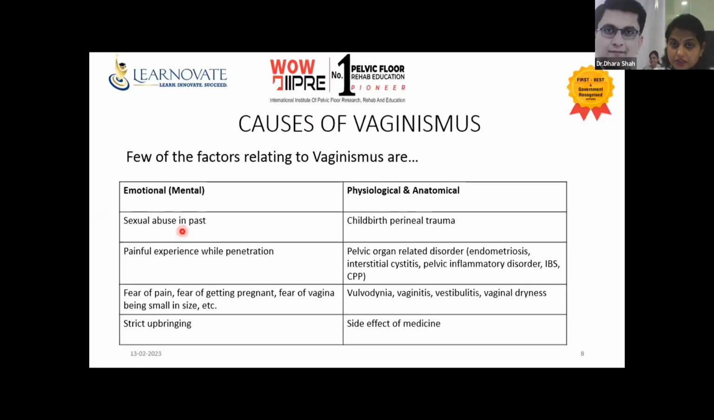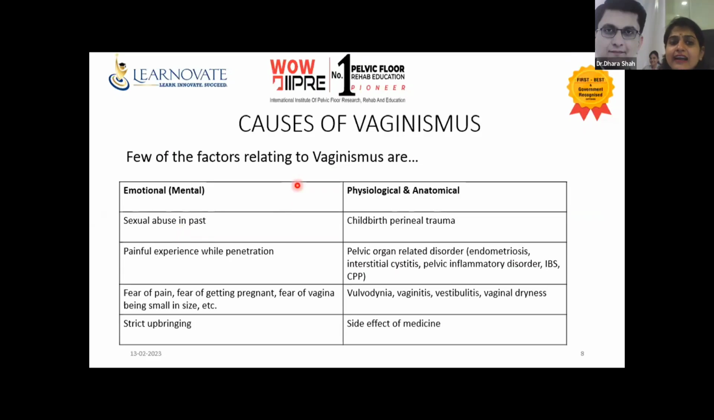Second is secondary. Secondary means acquired, meaning the penetration was possible earlier, but after an episode or maybe after a childbirth, the healing or the suturing ended up in pain over the vagina, and that's why she could not have a penetration. So that can be a secondary vaginismus. So it can be primary vaginismus or secondary vaginismus due to pain, due to tightness, due to discomfort.